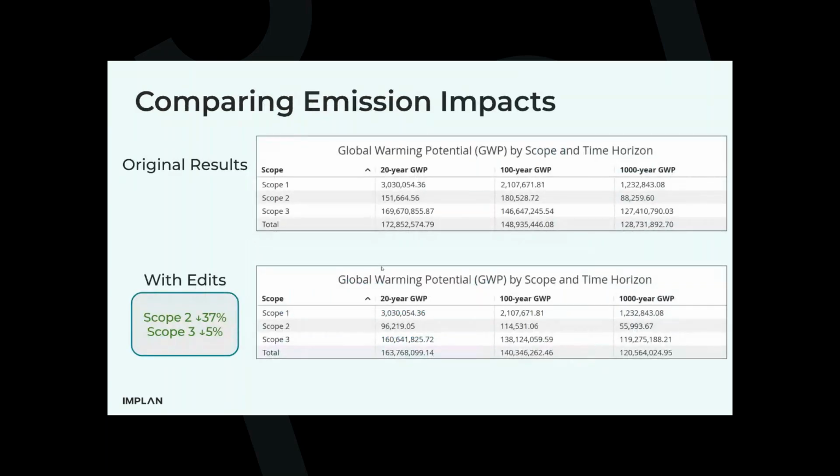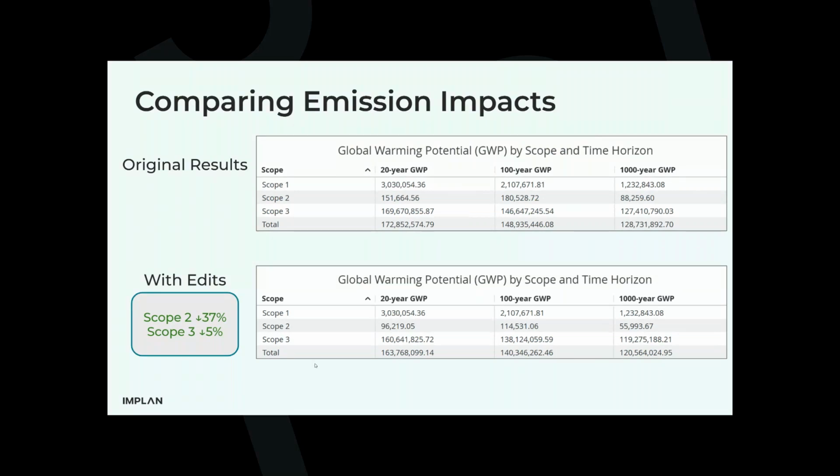And now we can get a comparison of those emissions impacts from the first analysis compared to what we see now. So I mentioned before the 150,000 metric tons. We are now at 140.3, or 140,346 metric tons in the case with these edits.